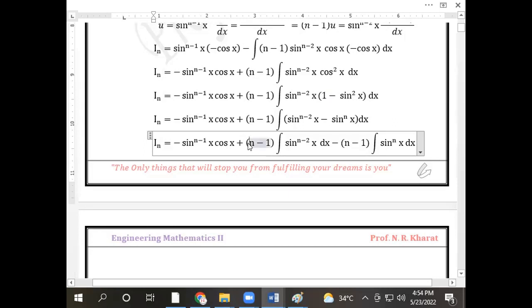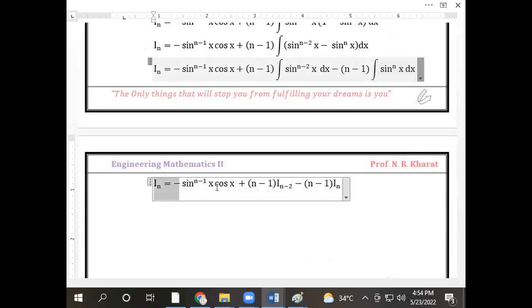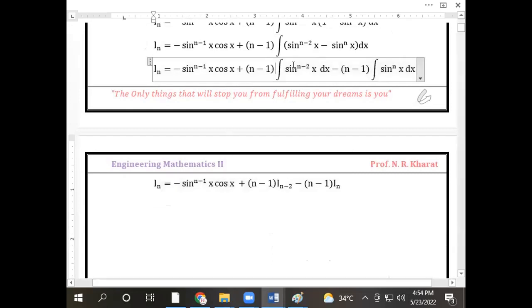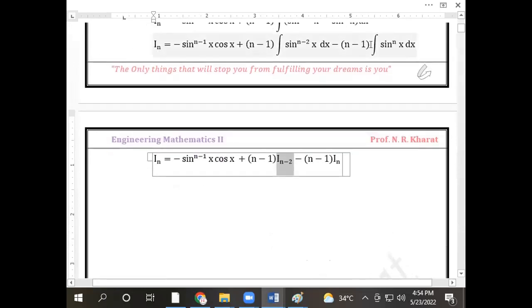We are making the separation of these terms. According to our assumption, this particular term becomes I of n minus 2 and this becomes I of n. So we have to reduce in terms of n. We got I n is equal to minus sine whose index is n minus 1 of x cos x plus n minus 1 times I of n minus 2, because here the index of sine is n minus 2. In the last integration, the index of sine is n, so it becomes I of n.